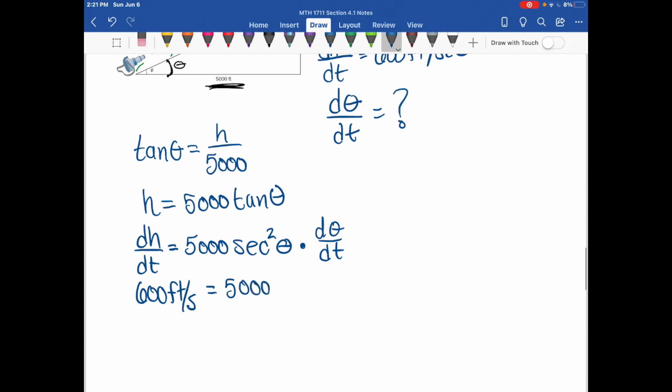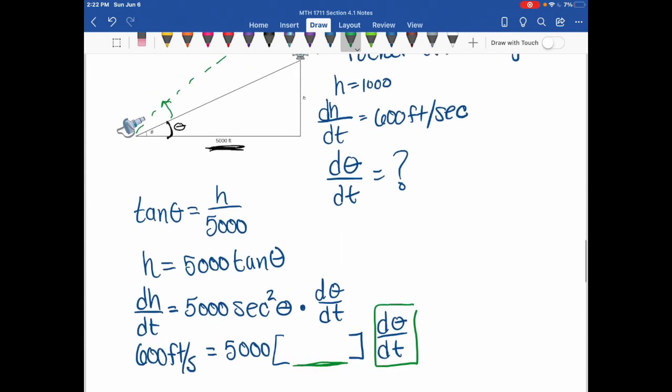So I'm going to plug that in. We also have 5,000 times secant squared. Now this is an unknown right now, the secant squared, so I'm going to leave that blank for a second, and times dθ/dt. So the dθ/dt, that's what we're trying to solve for. I'm missing a piece of information that I need to put in there for secant squared θ, so that I can finish solving this.